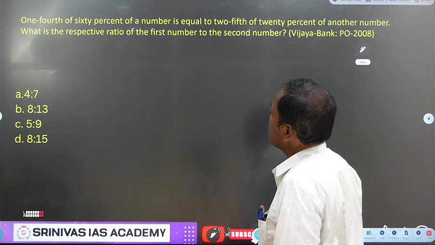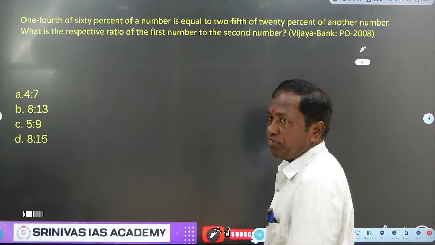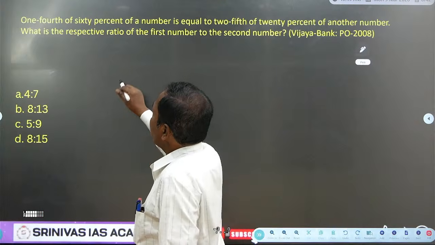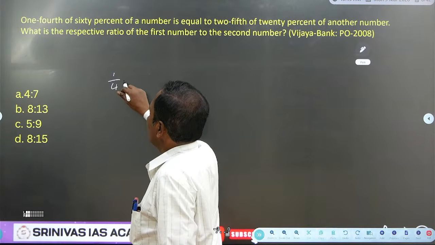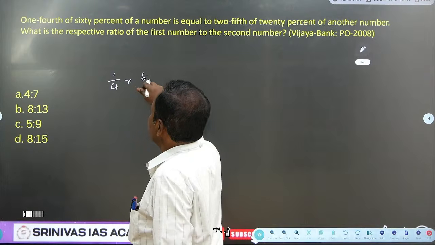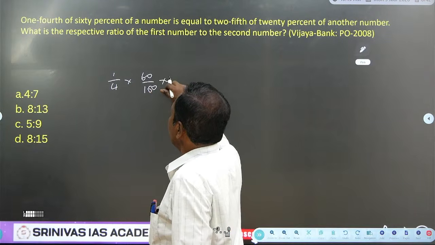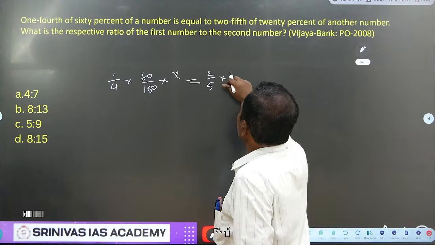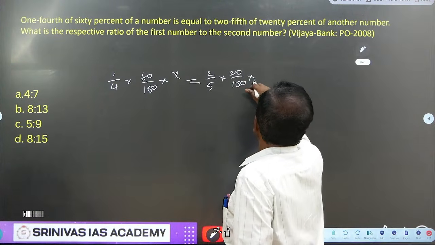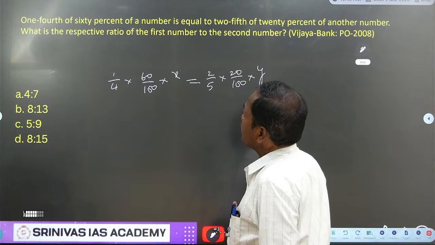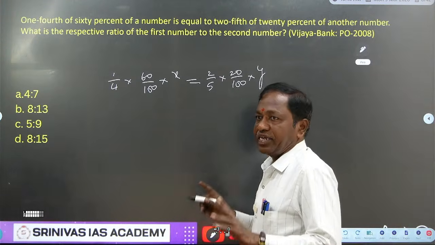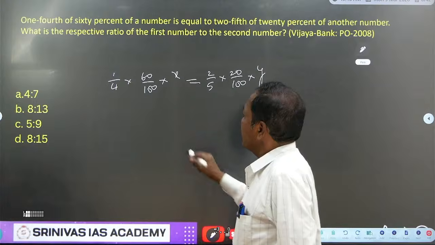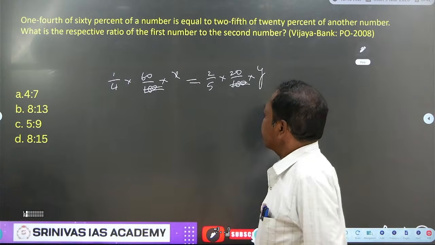Now, 1/4 of 60% of a number is equal to 2/5 of 20% of another number. Okay, just a very simple multiplication-varying question. 1/4 of 60% of number x is equal to 2/5 of 20% of another number y. What is the respective ratio of the first number to the other? Again, let x be there only, the other value will be shifted to the right-hand side. So first you can simplify it also. Okay, 100 gets cancelled with 100 here.